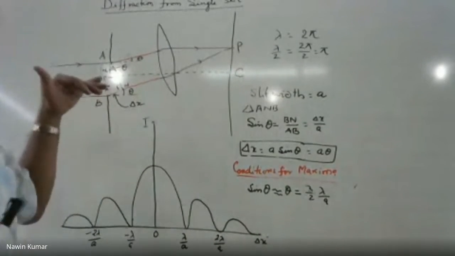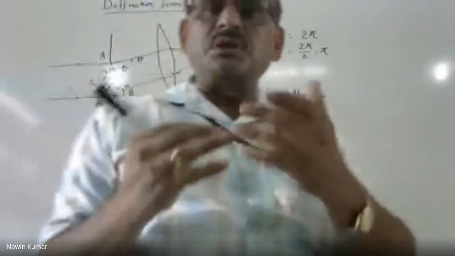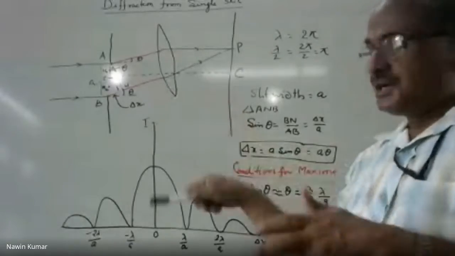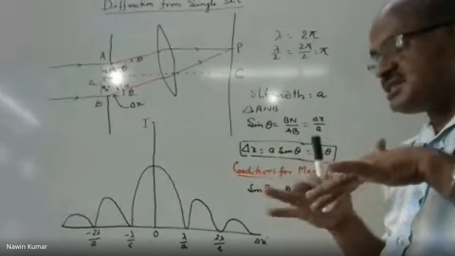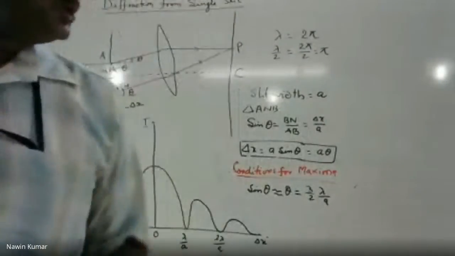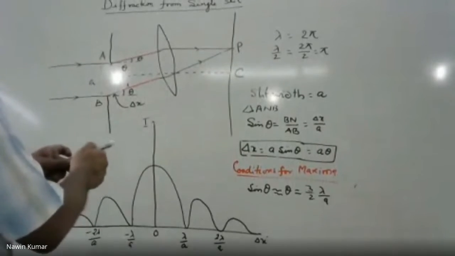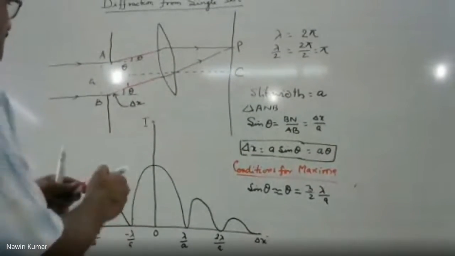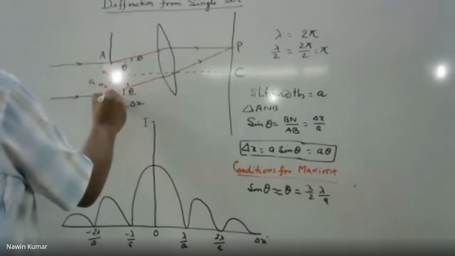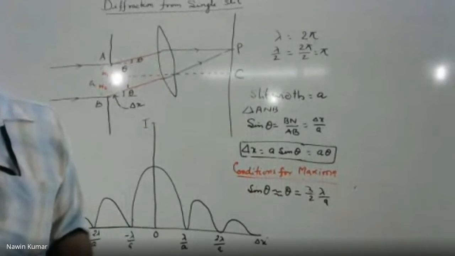And now divide the slit into 3 equal parts. To get the condition for minima, we divide the slit into even parts. To get the condition for maxima, we divide the slit into odd parts. So what happens when we divide it into odd parts? Let the 3 points, 3 equal parts, be M1, M2, M3, and this point is here. So the slit is divided into 3 equal parts. Then what happens?